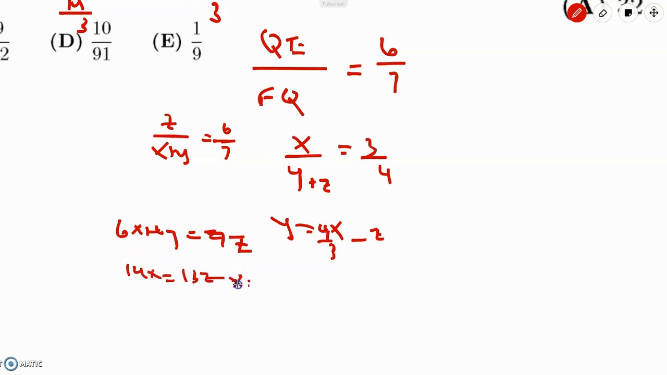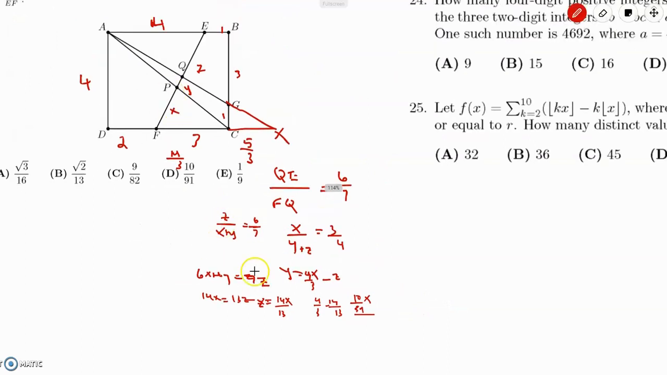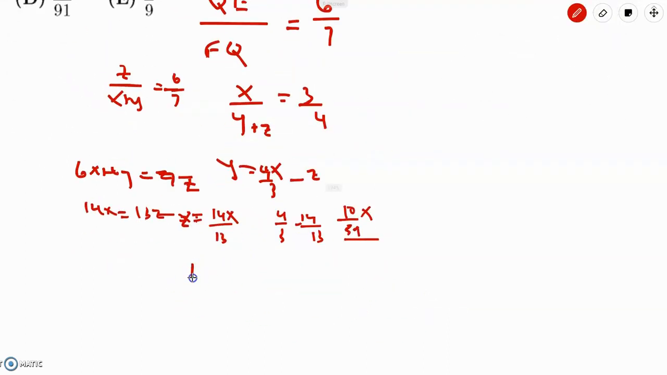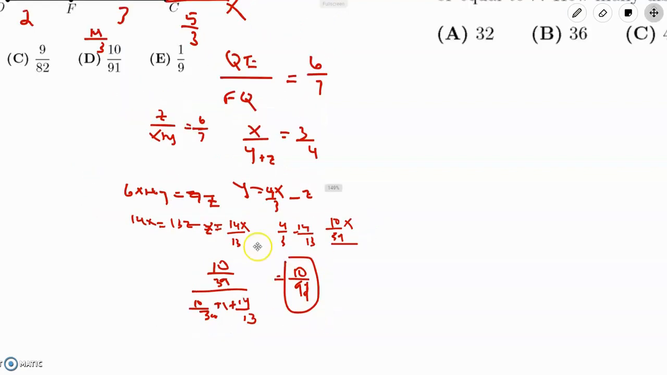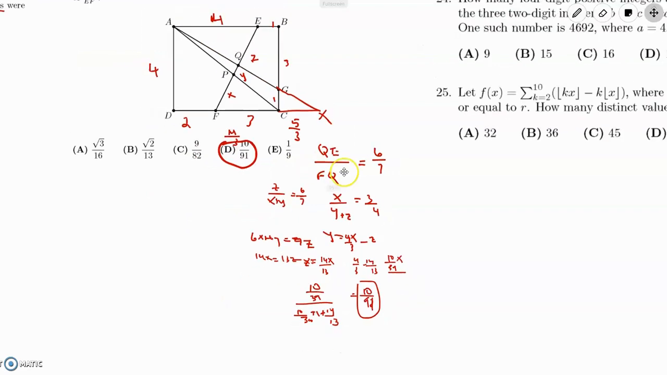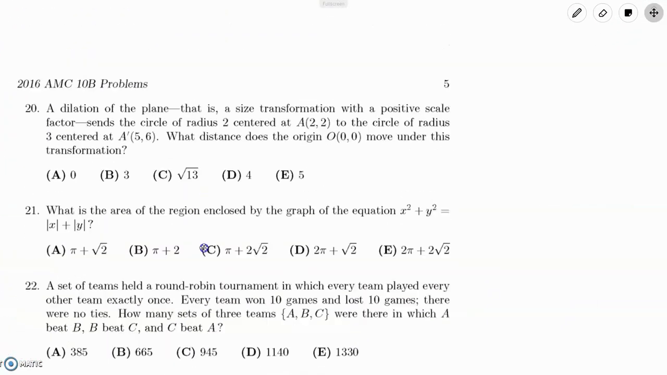So Z is equal to 14X over 13. And so if you sub that in over here, then you got Y is equal to 4 over 3 minus 14 over 13 times X. That's equal to 10 over 39 times X. And so you want to find PQ over EF, which is Y over Y plus X plus Z. That's 10 over 39 over 10 over 39 plus 1 plus 14 over 13. That's equal to 10 over 91, sorry. So that's the answer. I'm going very fast on these computations because I don't have much time left.